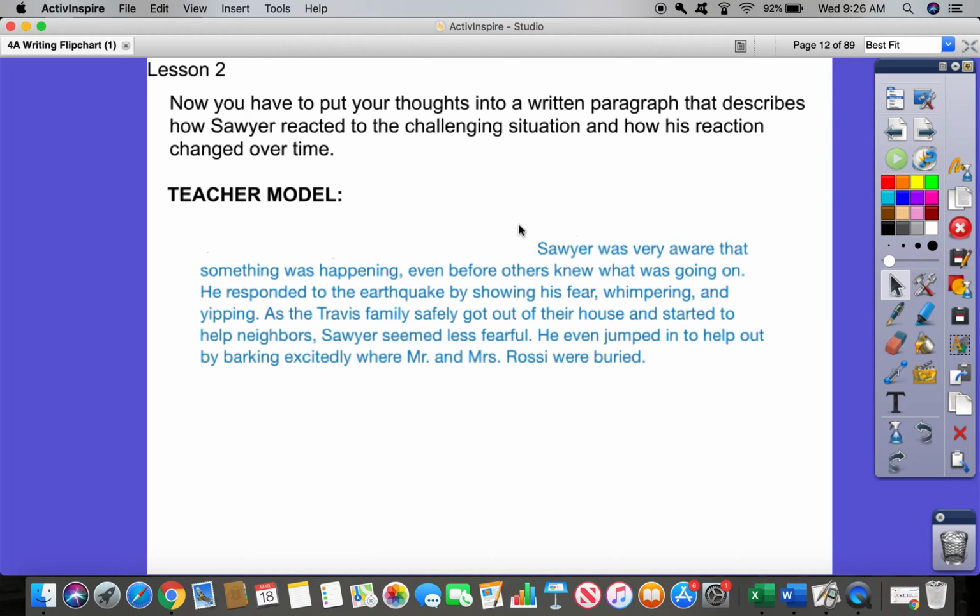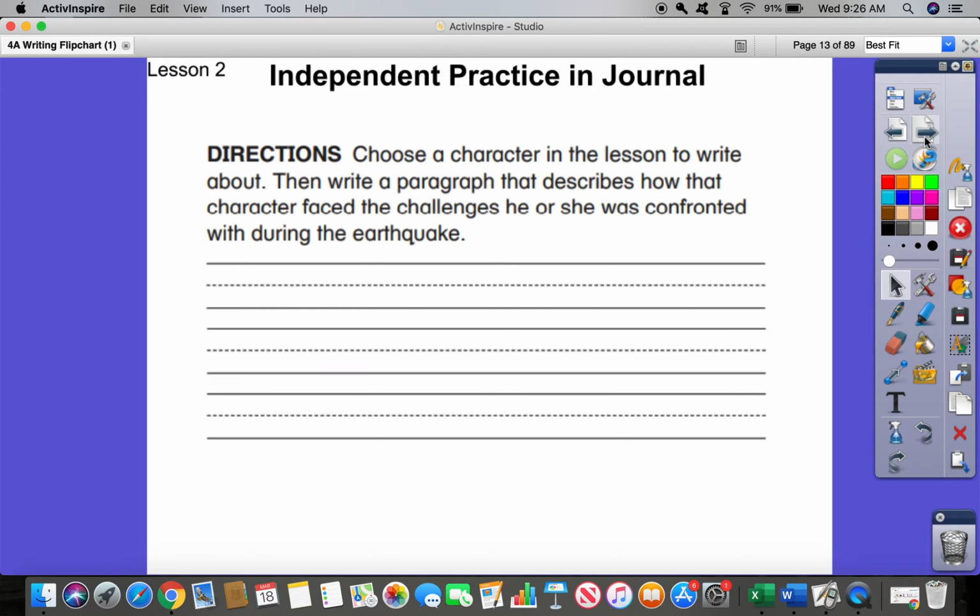He responded to the earthquake by showing his fear, whimpering, and yipping. As the Travis family safely got out of their house and started to help neighbors, Sawyer seemed less fearful. He even jumped in to help out by barking excitedly where Mr. and Mrs. Rossi were buried.